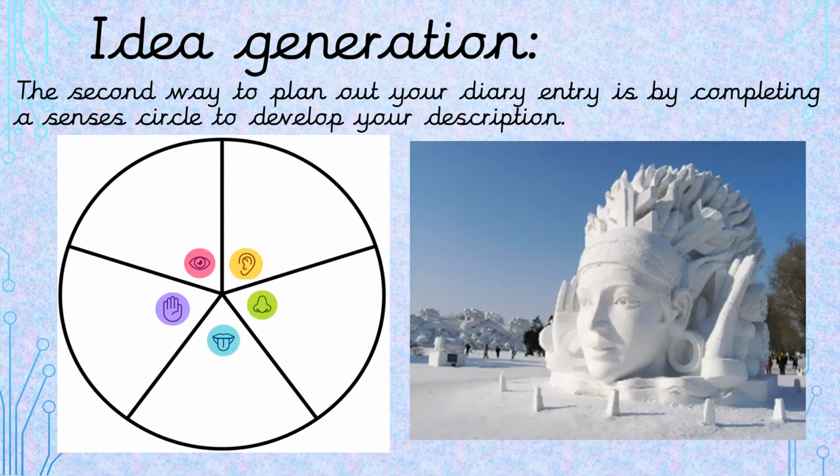The second way for you to generate ideas is by using a senses circle to develop your description. We've done this a lot now, so I'm going to leave it up to you. But remember, your 5 senses are sight, hearing, smell, taste and touch. All of those you could use in your diary entry to give some great description.